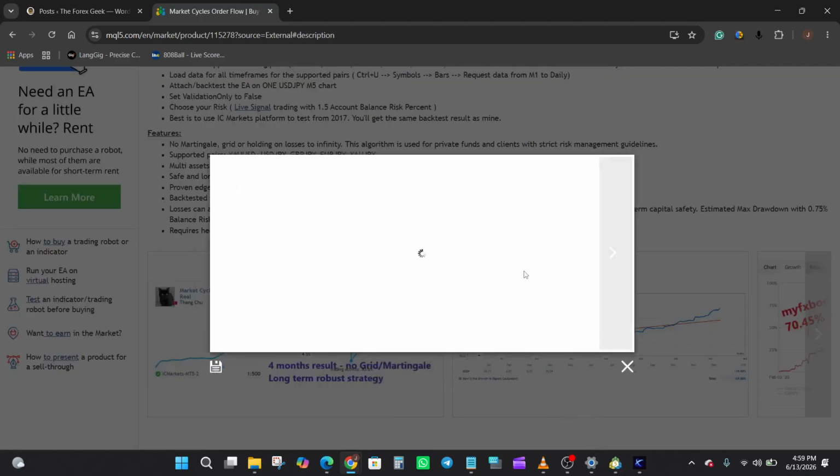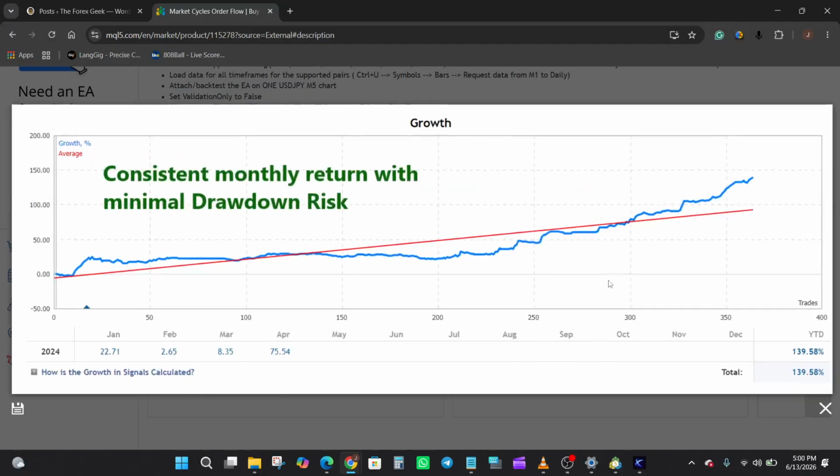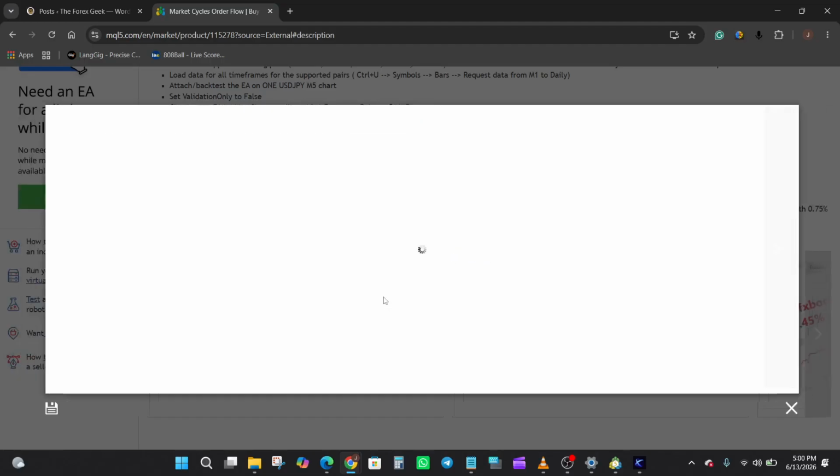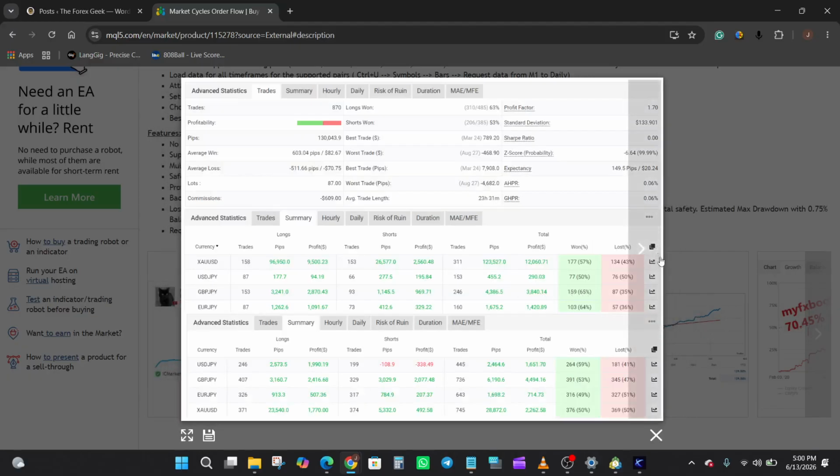Let's see what we have provided here by the developer. This is showing us 140% increase, 4 months results, no grid, martingale, long-term robust strategy. And here we can see quite an interesting growth with some drawdowns. Okay, and then here this shows my FX book, 70.45% return, 10.17% drawdown. All right.